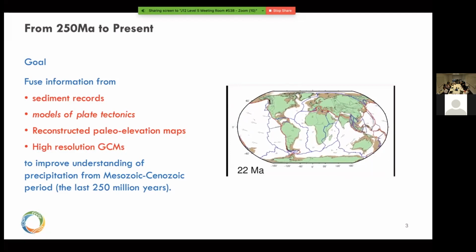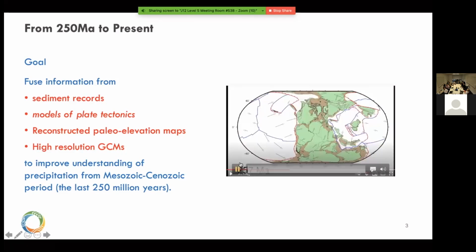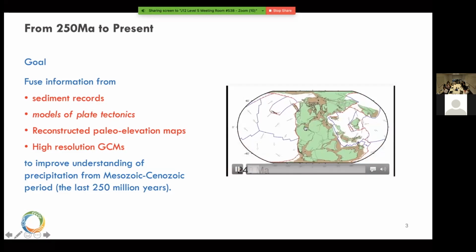Sorry, do you have a rainfall indicator on this? No, okay. These arrows are not rainfall, these are just the way the plates have moved.